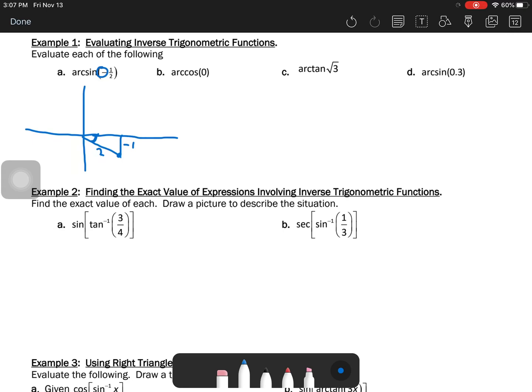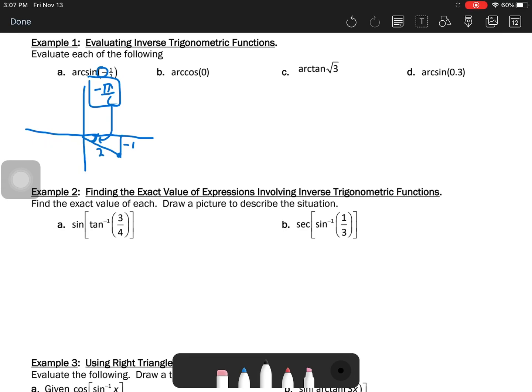And because it is rotating in a negative direction, the answer would be negative pi over 6 for that angle. Okay? So that angle right there is negative pi over 6, or negative 30 degrees, but negative pi over 6 in radians. And we're always going to use radians in calc, all right?